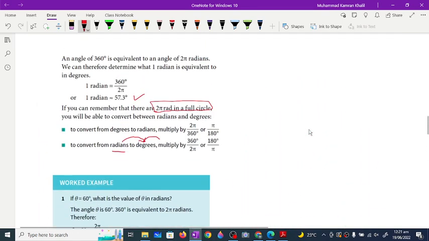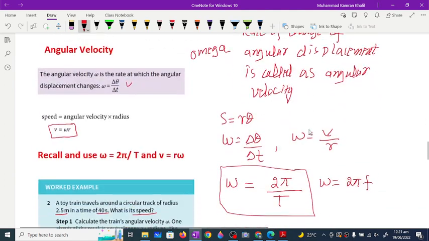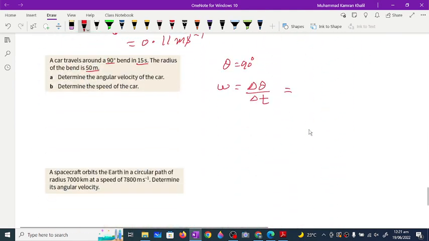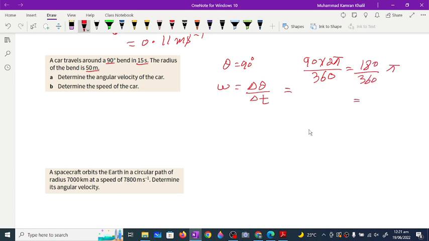Okay, now conversion. We will move again to the upward content. Whenever you want to convert degree into radian, do the reverse process: multiply the value by 2 pi and divide it by 360. So 90 multiplied by 2 pi divided by 360 is equal to pi by 2 radian.